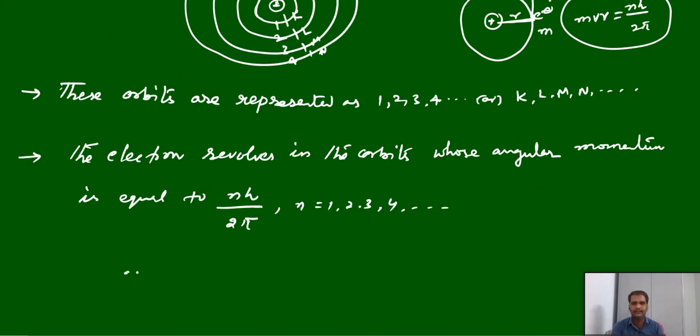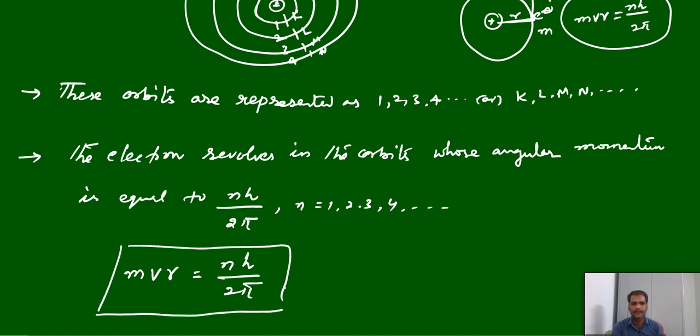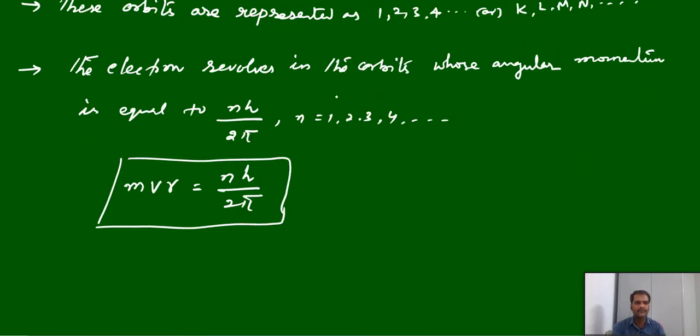So, what is the angular momentum? The angular momentum of the electron, mvr, is equal to nh by 2 pi. This formula is also important, you should remember it. Only these types of values are allowed, and n should not be a fraction. It should not be 1.2, 1.3, 7.2, 7.5 like that. It should always be a normal integer. This is also a very, very important point. The electron can revolve only in a particular orbit whose angular momentum is equal to nh by 2 pi.